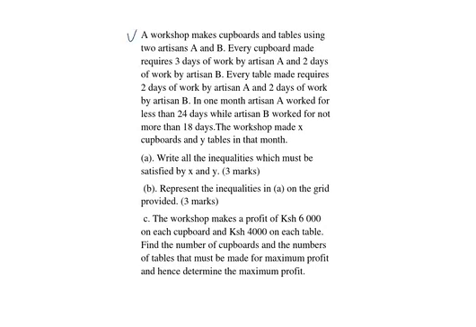Question 21. A workshop makes cupboards and tables using two artisans, A and B. Every cupboard made requires 3 days of work by artisan A and 2 days of work by artisan B. Every table made requires 2 days of work by artisan A and 2 days of work by artisan B.